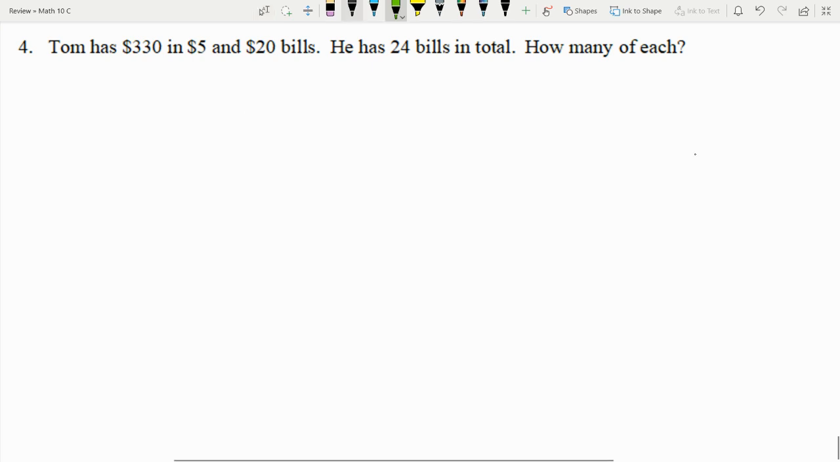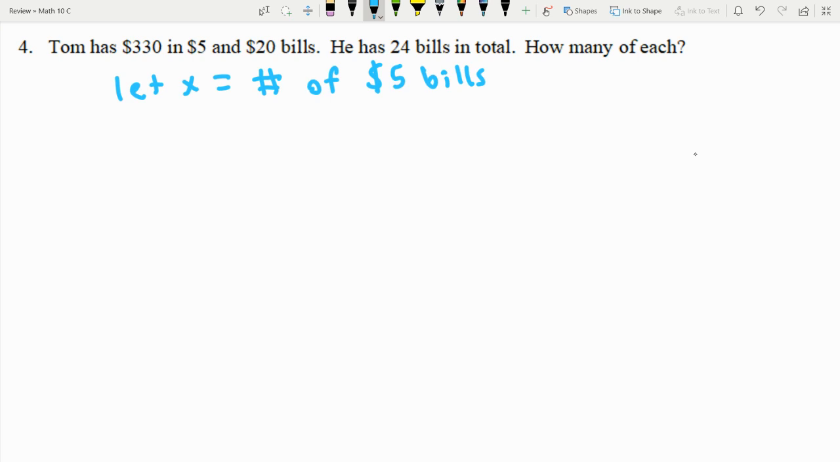So what I already know, well, let's start by setting our variables. Let's say I let x equal the number of $5 bills, and then let's say I let y equal the number of $20 bills. That probably sounds like it could work. And now I can form some equations from this.